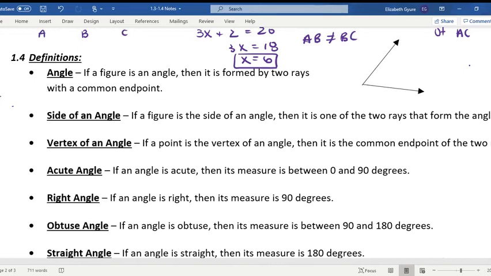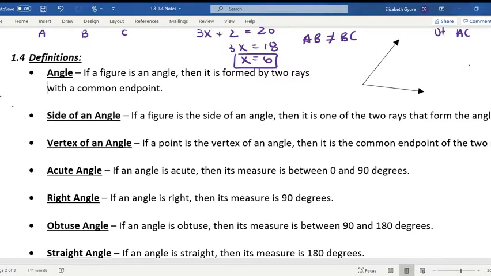So in this video, we're going to head to 1.4. We're going to look at some definitions. 1.4 is all about angles. If a figure is an angle, then it is formed by two rays with a common endpoint. And I gave us a little diagram here. So this is our angle example.